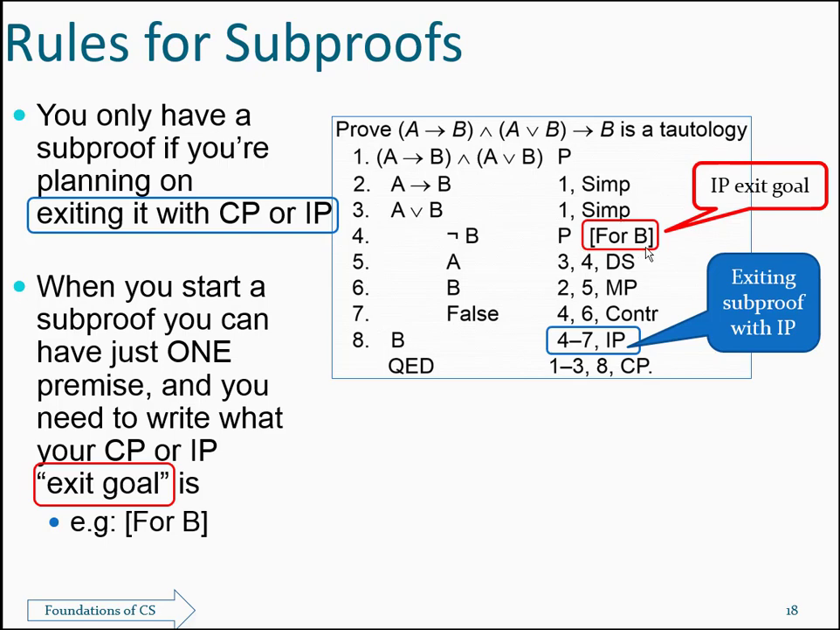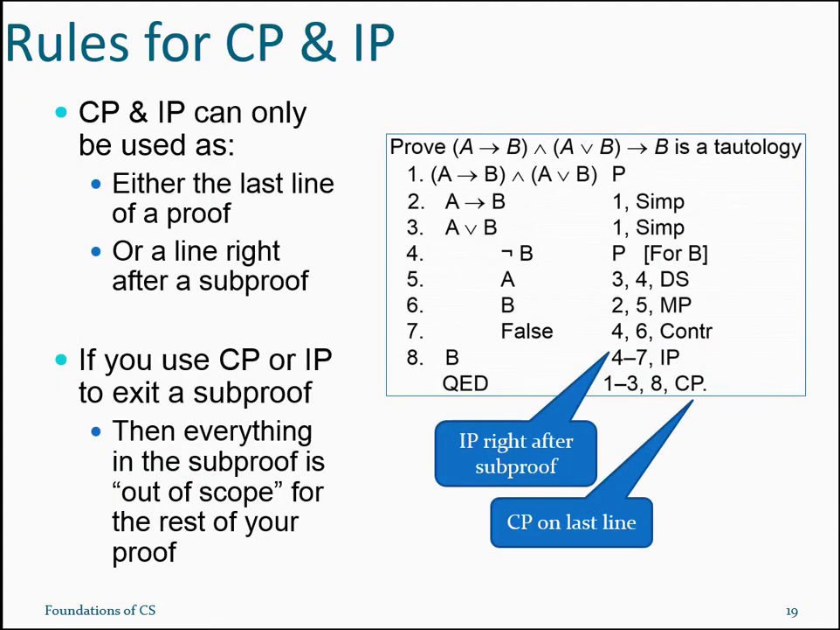So this is what the textbook does, and I'm also going to require you to do this. If you're ever doing a subproof, since I'm trying to prove B and I'm going to use IP, I assume not B here. So I say not B as what I'm assuming is my premise, but I always put my exit goal after it if I'm in a subproof, okay?